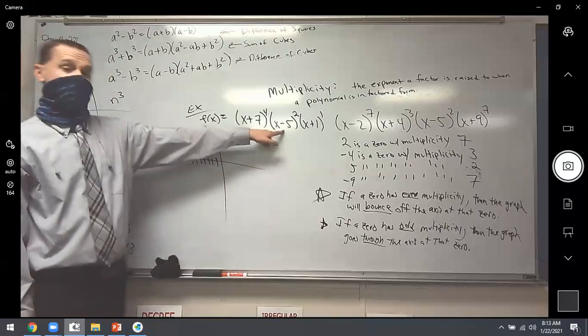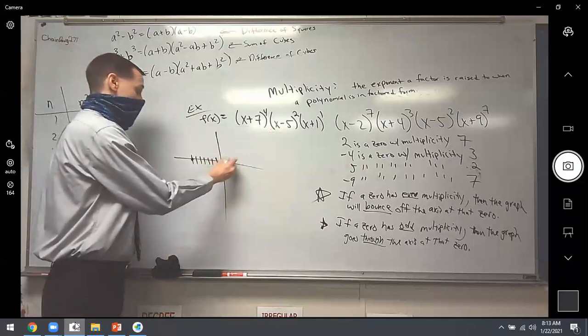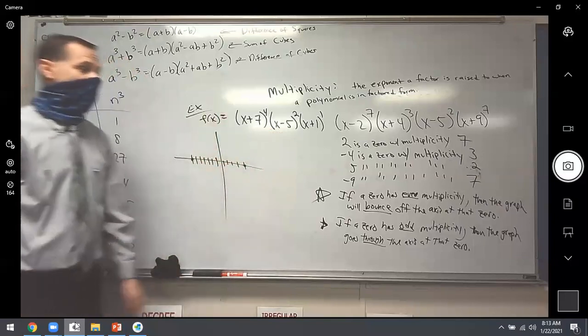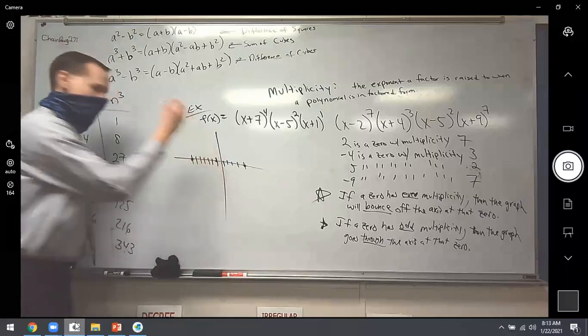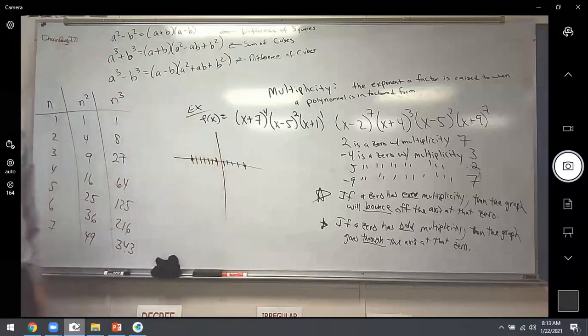This one has a 0 at 5. So 1, 2, 3, 4, 5. There's going to be a 0. And the last one has a 0 at -1. So it's going to cross right here at -1. All right, now I'm going to draw it.